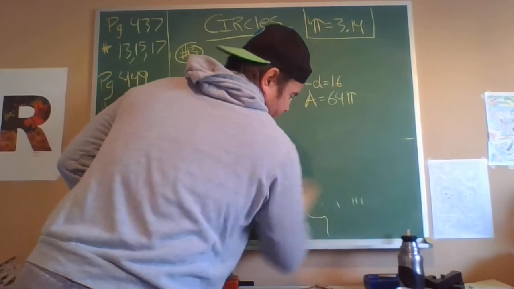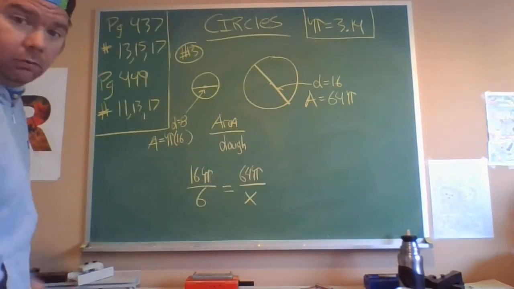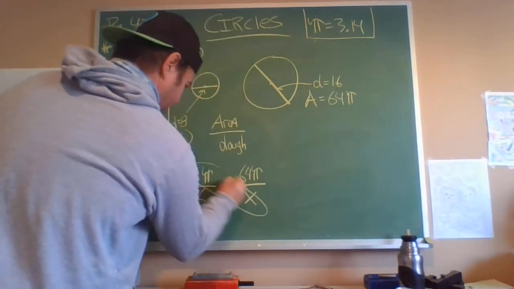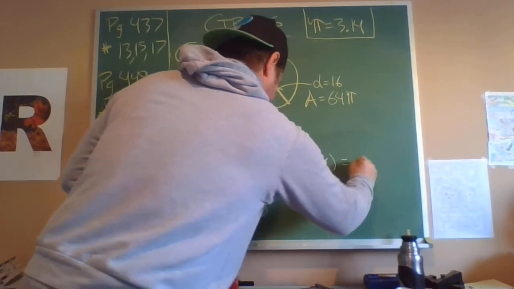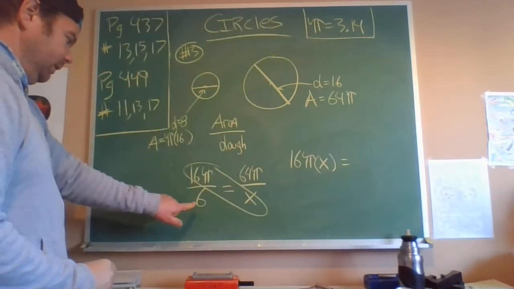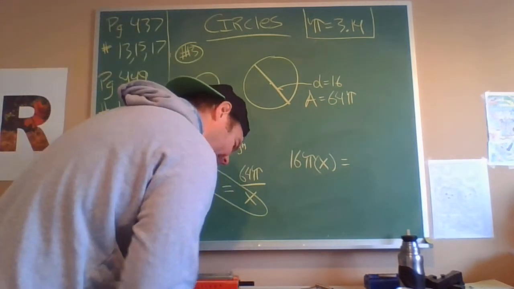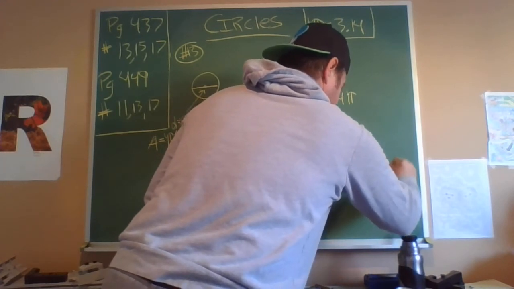We don't need these anymore. Let's solve the proportion by cross multiplying and solving. If I cross multiply this way, I get 16 pi times x equals 6 times 64. 6 times 64, 384. 384 pi.